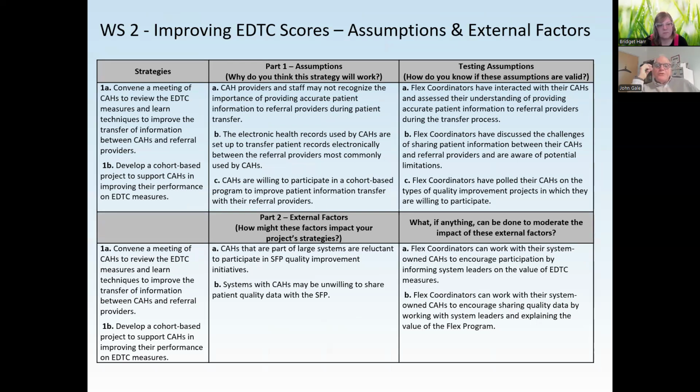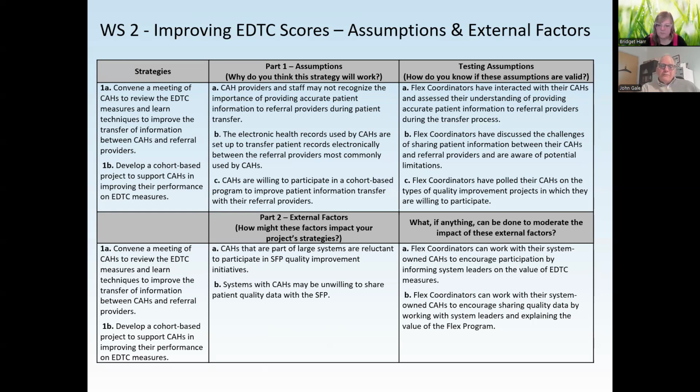This goes to worksheet 2, which is where you are testing your assumptions. So what are they? Do the staff recognize the importance of providing accurate patient transfer information? Are the electronic health records set up to do that easily, or are they having to default to paper back and forth, which is an incredibly inefficient use of resources? And are the hospitals willing to participate in this project? Do they have other priorities that they feel are more important? I think these are things to test. You have to really sit down with the hospitals and others to do this.